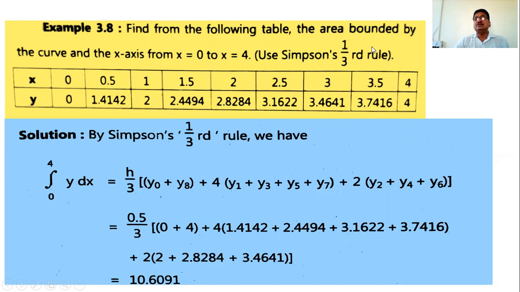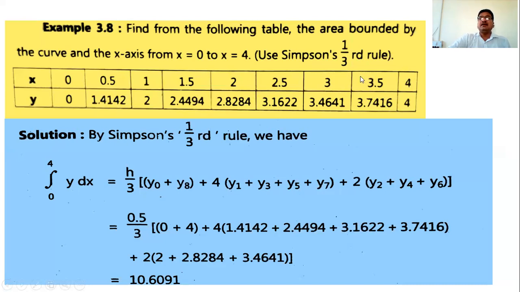Suppose this instruction is not given, then also we use either the trapezoidal rule, Simpson's 1/3 rule, or 3/8 rule. But what is the number of intervals in this problem? If you count the values of x, or the ordinates, how many values of x are given? 1, 2, 3, 4, 5, 6, 7, 8, 9. It means the number of sub intervals is 8.